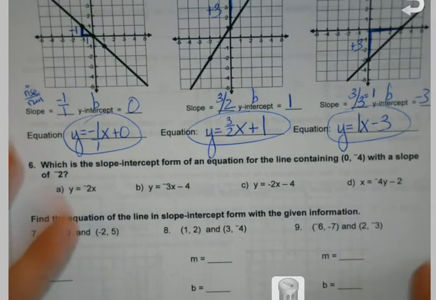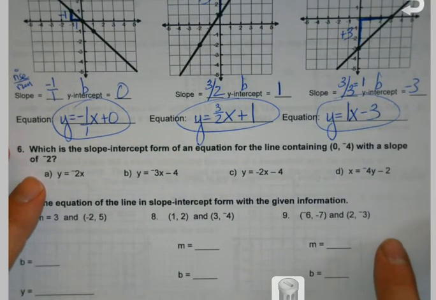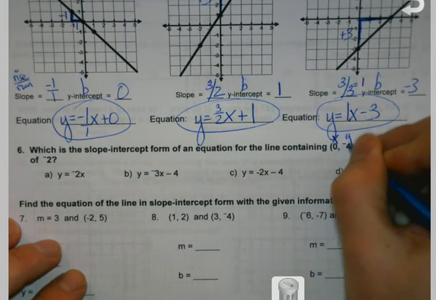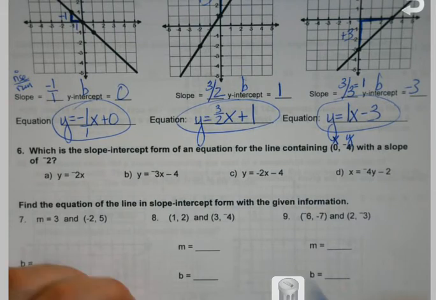Let's see what else we got here. Which is the slope-intercept form of an equation containing 0, 4 with a slope of -2. Okay. So here's my x and my y value. I don't have a lot of room to work here, do I? We'll make it work. We'll find a way.